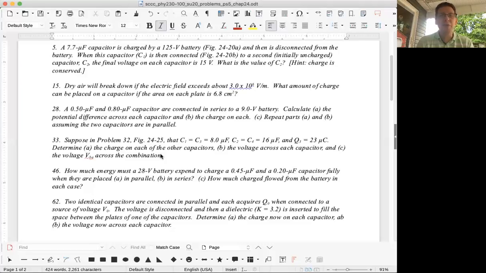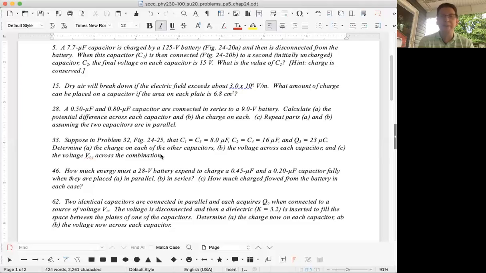That brings us to number 46. How much energy must a 28-volt battery expend to charge a 0.45 microfarad and a 0.20 microfarad capacitor fully when they are placed in parallel and then in series?